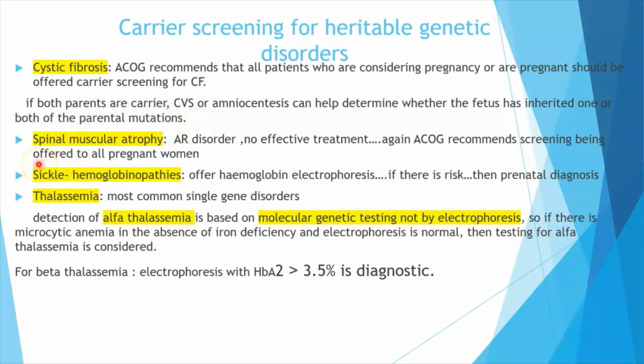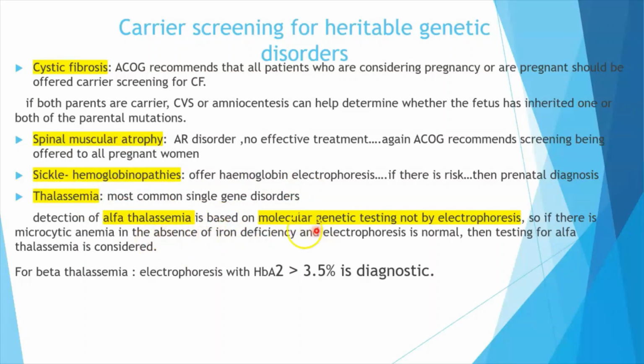Second is spinal muscular atrophy. It is an autosomal recessive disorder. There is no effective treatment. Again, ACOG recommends screening for spinal muscular atrophy to be offered to all pregnant women. Third is sickle hemoglobinopathies. For sickle hemoglobinopathies, we offer hemoglobin electrophoresis, and if there is risk seen, then prenatal diagnosis is done. Fourth is thalassemia, which is the most common single gene disorder.